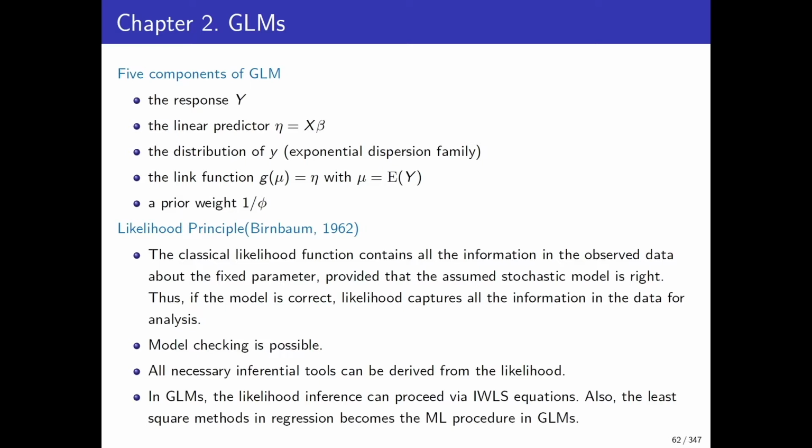In line with this, the likelihood principle, following Birnbaum from 1962, says that the classical likelihood function contains all the information in the observed data about the fixed parameter, provided that the assumed stochastic model is right. Thus, if the model is correct, likelihood captures all the information in the data for analysis, and model checking is possible. All necessary inferential tools can be derived from the likelihood.